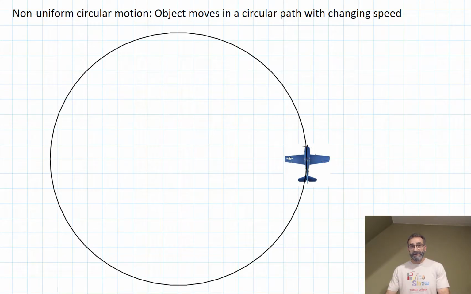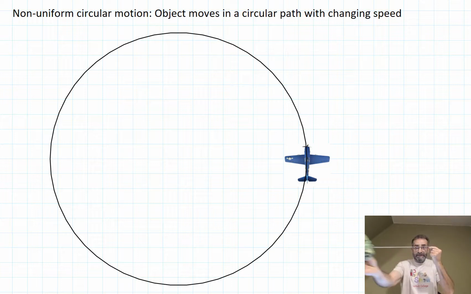Now we want to talk a little bit about non-uniform circular motion, when an object moves in a circular path with changing speed. First, let's do a quick review of uniform circular motion. This is a toy airplane, and we're going to have it on a string, like my little blob on a string here. And we're going to use the string to swing it around over our head.